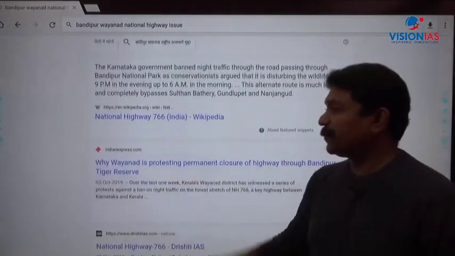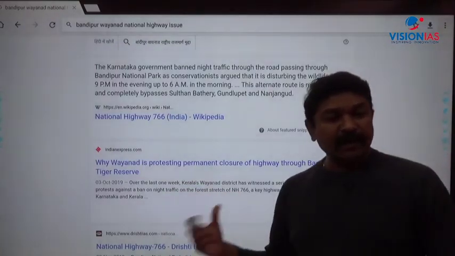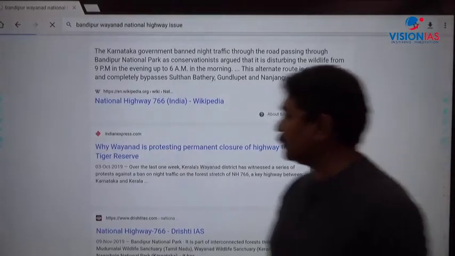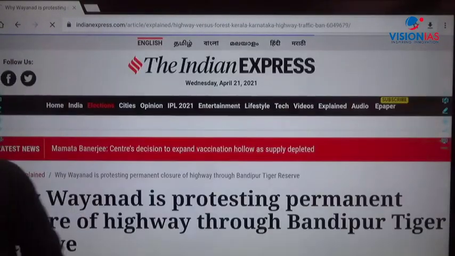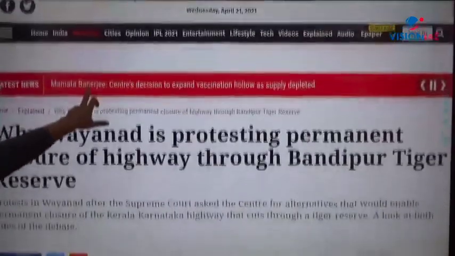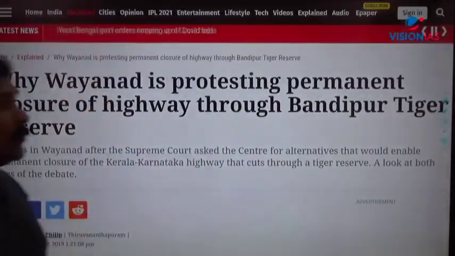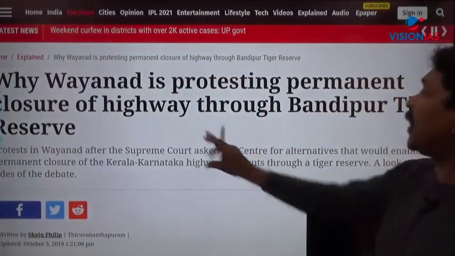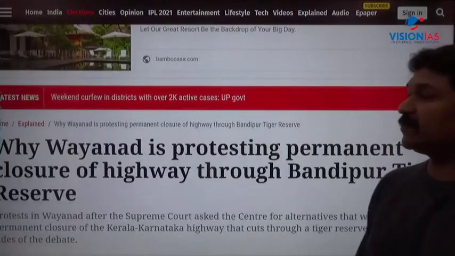Yes, see this one. You can see the news in the newspaper. If you click this one directly, what is the date? See the date. Year 2019. What happened here? People are protesting the permanent closure of the national highway through the Bandipur Tiger Reserve.